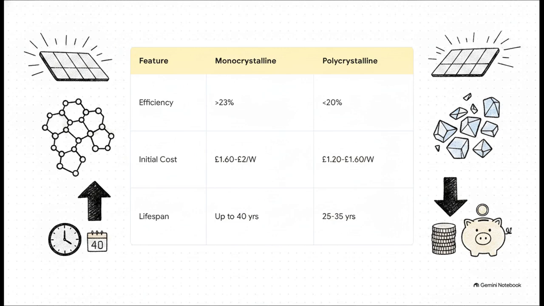That single crystal structure gives monopanels a higher efficiency. We're talking sometimes over 23%, and a massively long lifespan of up to 40 years. But as you might guess, that complex manufacturing process means they definitely come at a premium price. Polypanels are a little less efficient, but they offer a much more budget-friendly entry point, which is great if you have plenty of roof space.